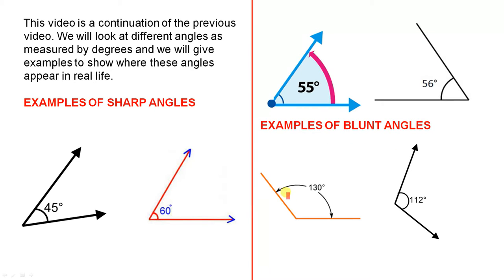Examples of blunt angles. See, they're large, 130, that's quite a large angle. That's why that's a blunt angle. And 112 degrees, that's also an example of a blunt angle.